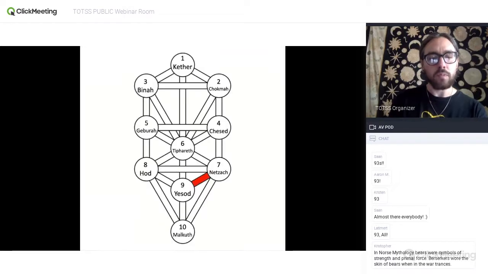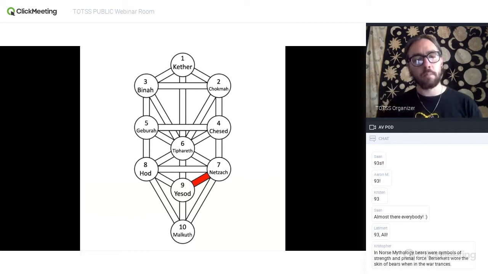All right, so here's Tzaddi on the Tree of Life, and you can see we're really working our way down towards the bottom of the tree now. And here I think we can see some of the possible ways of thinking about the symbolism of the fish hook.